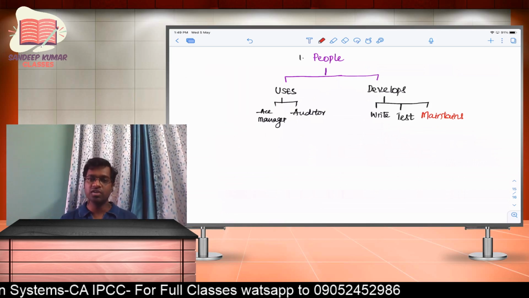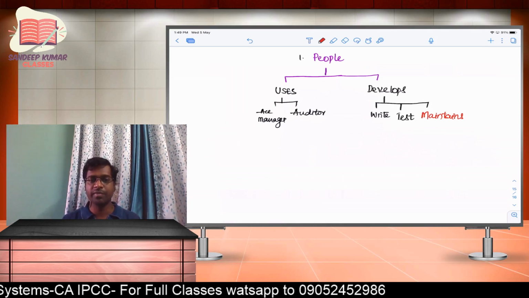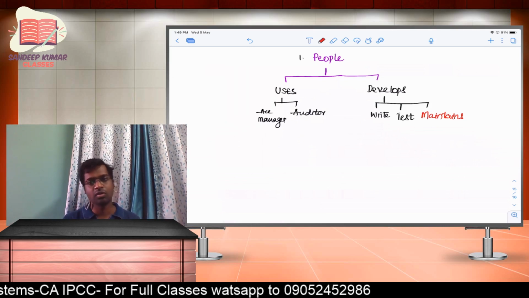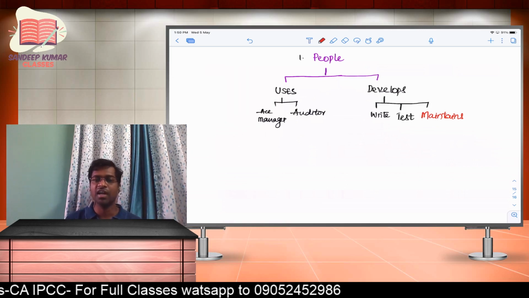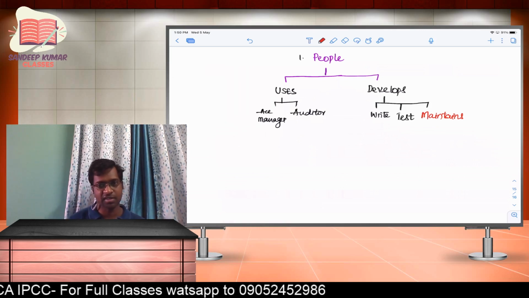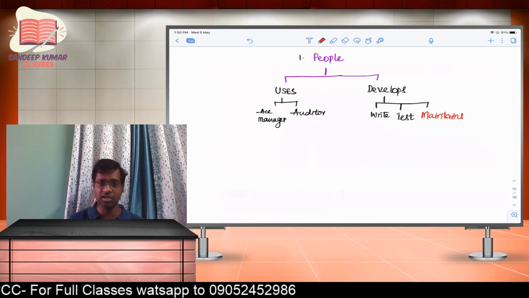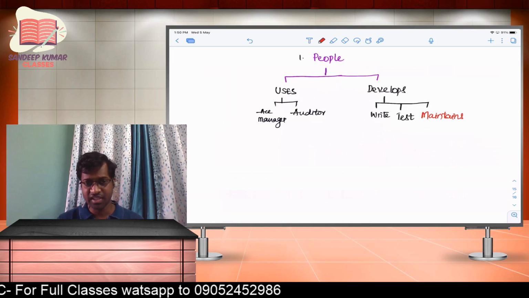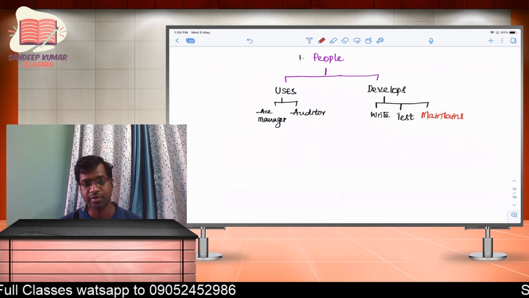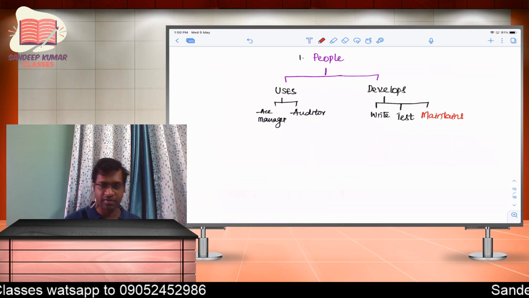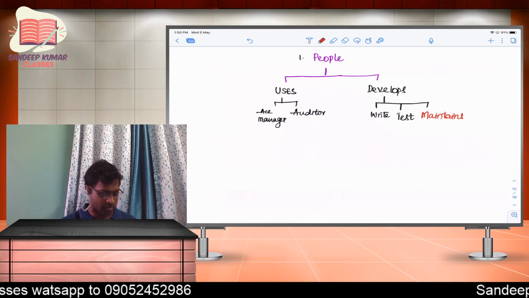So who are people? People can be a user or the person who develops an information system. A user can be an accounts manager, auditor, etc., if it's an accounting information system or a financial information system. Second, a developer is a person who writes a program, tests a program, and also maintains a program. So this is about the first component, that is people.